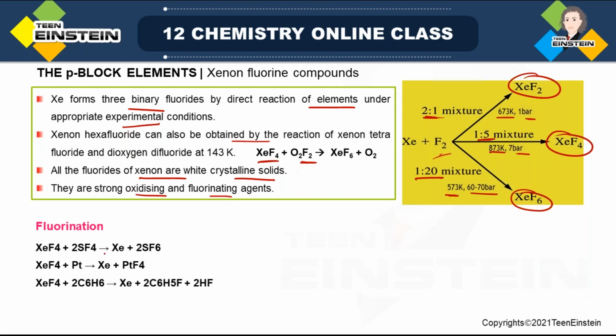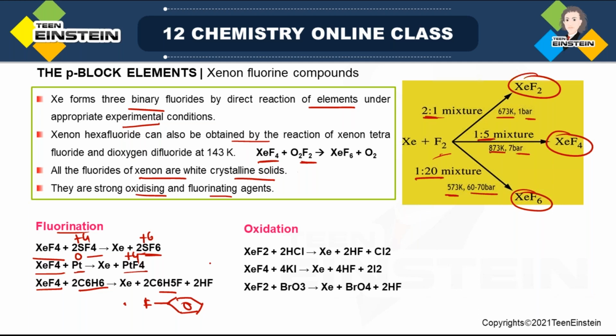Example of a fluorination reaction: you are using XeF4 to supply fluorine to these compounds. SF4, after gaining fluorine, is converted to SF6. Pt accepts fluorine and becomes PtF4. And benzene accepts fluorine and becomes fluorobenzene, that is, fluorine attached to an aromatic ring. Though we are saying it is fluorination, these are also a kind of oxidation, because whenever there is fluorination, oxidation also happens. SF4 has oxidation state +4, now it is +6. Pt is 0, now it is +4. So simultaneously it acts as a fluorinating agent as well as an oxidizing agent.